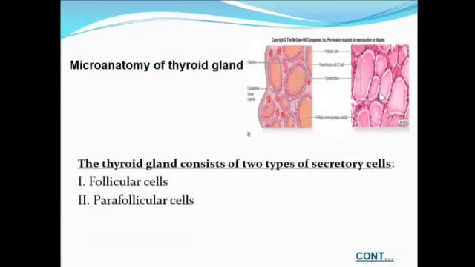Now in brief, we'll see the microanatomy of the thyroid gland. The thyroid gland consists of two types of secretory cells. The first, follicular cells. The second one is the parafollicular cells.